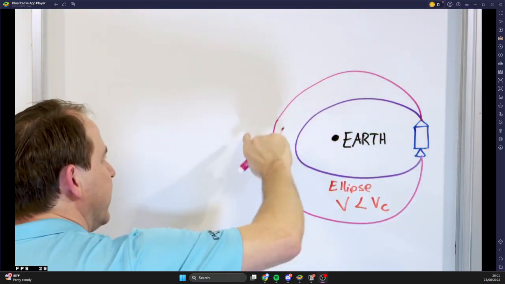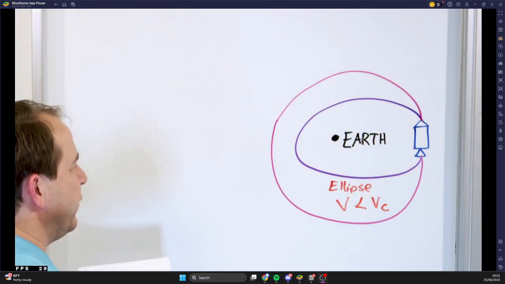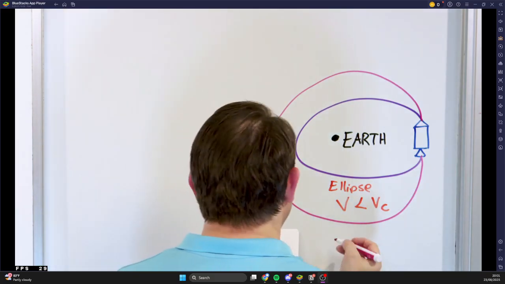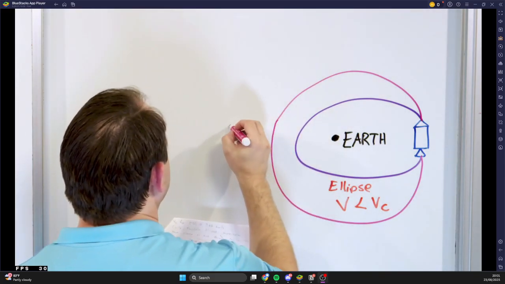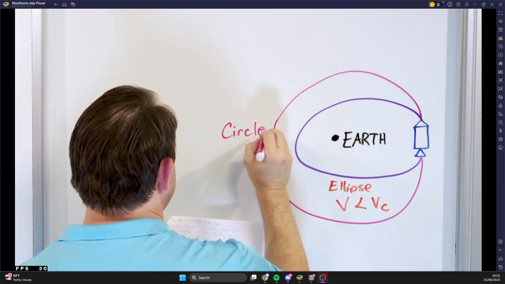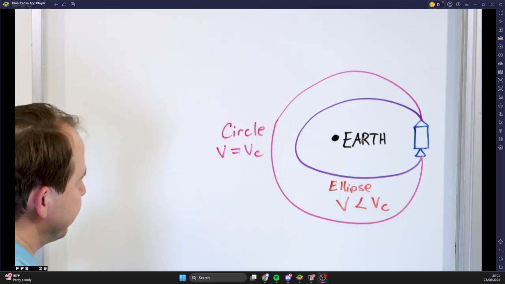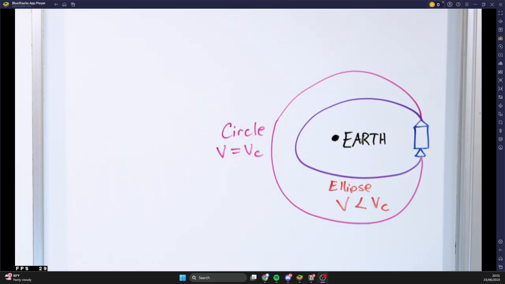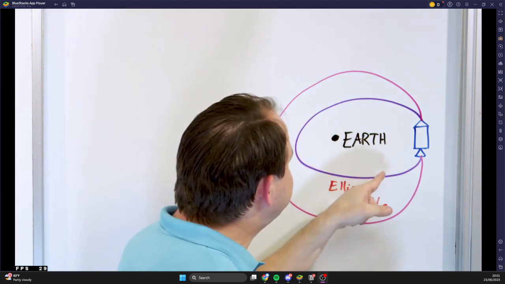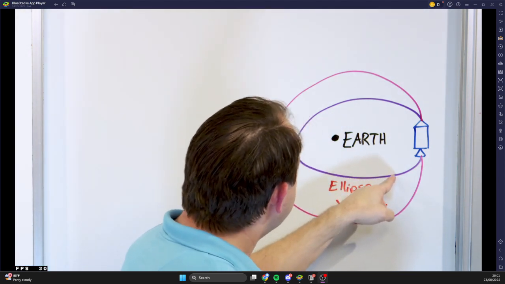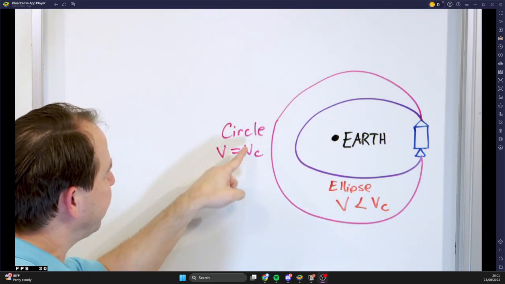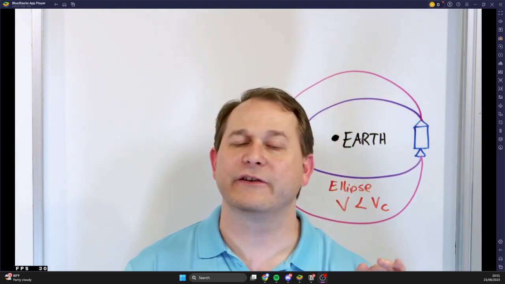Now this pink thing is not exactly a circle. I'm doing it freehand, okay? But you can see right here that this is going to be a circle, right? And this means that the velocity is equal to the circular speed, or the circular velocity. So again, we have a circular orbit speed. This is the number. And so if we have a velocity bigger than the first case, but exactly equal to the circular speed, it forms a different shape called a circle.